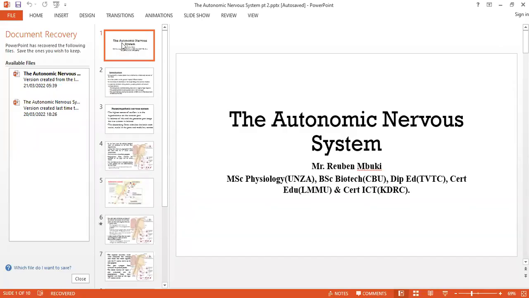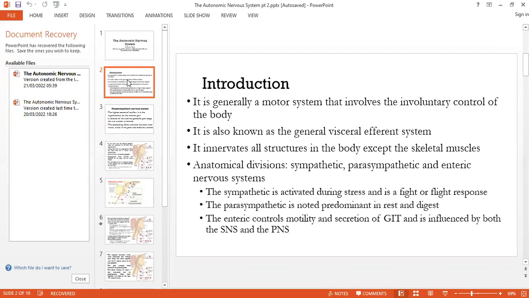Hi everyone. Today we are going to be looking at the topic known as the parasympathetic system. I remember last time in class, we looked at what we call the sympathetic system. So basically, the general topic that we're looking at right now is known as the autonomic nervous system. Okay, then allow me to go to the next slide. So now let's look at the introduction of the parasympathetic system.